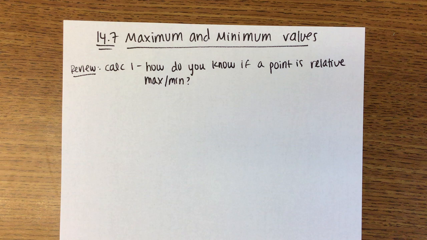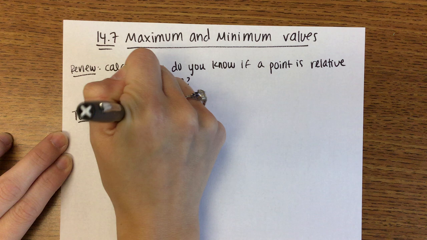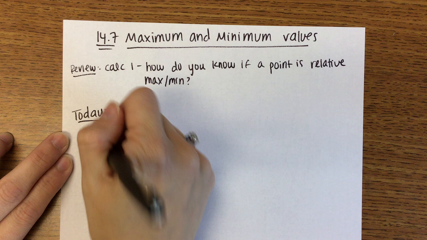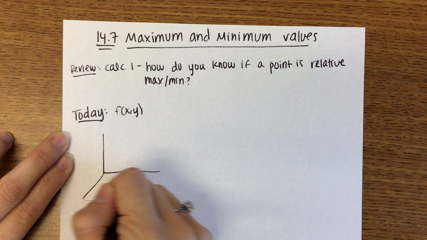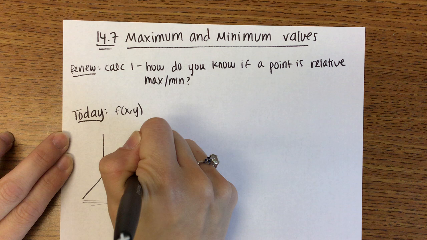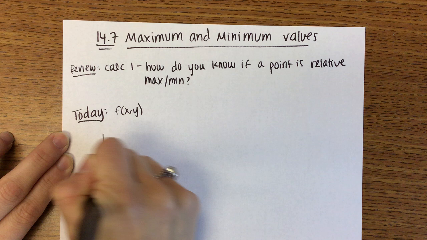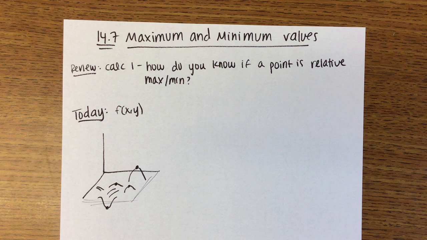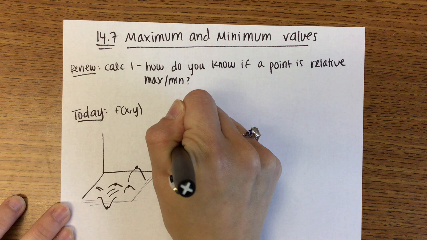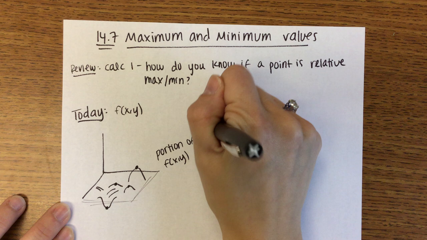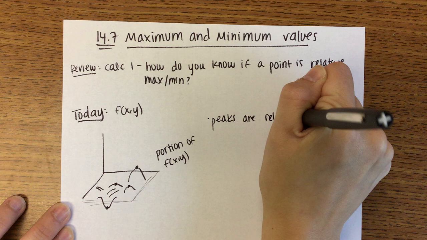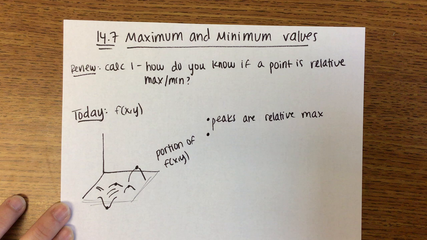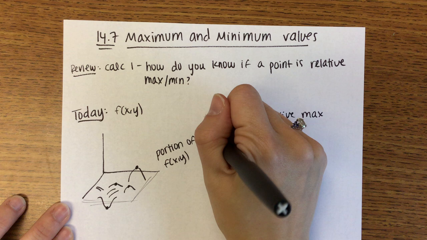Today we are going to be looking at some function of x and y. So let's sketch out a possibility. This is just some random surface, but I want us to be able to see which points are relative max and which points are relative min. So let's just say that this is some portion of that function f of x, y. Any of the peaks that we see are relative max. So in this case, how many relative max are there? Three. Right, this is a relative max, this is a relative max, that's a relative max. All of the valleys, which there's one, are going to be the relative min.